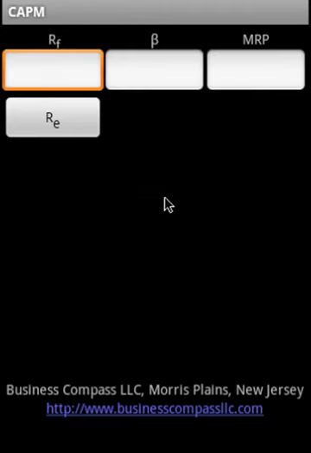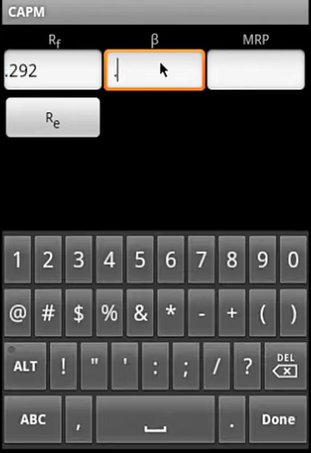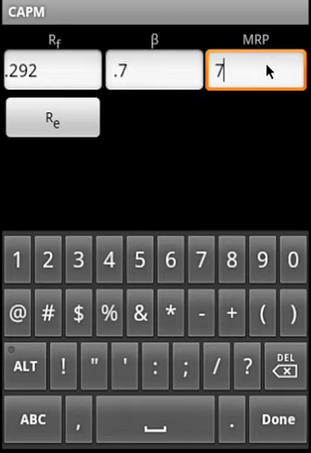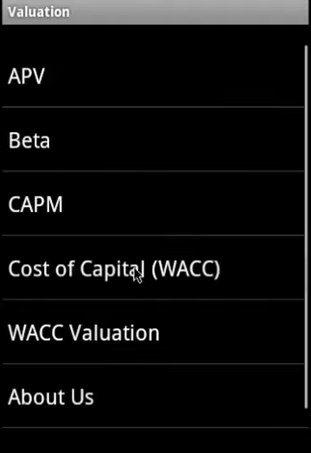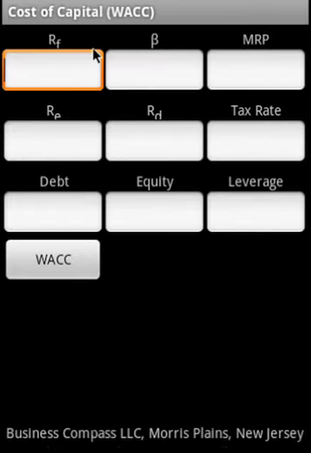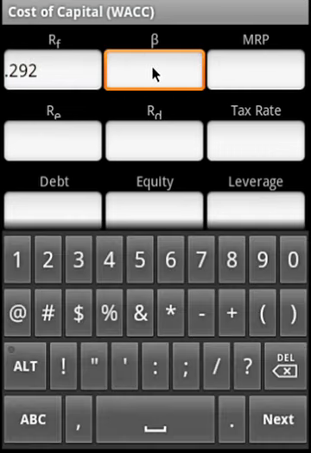So CAPM, this is the capital asset pricing model. So risk-free rate is 0.292, beta is 0.7, market risk premium 7.2 percent, and then this is what becomes the cost of equity.